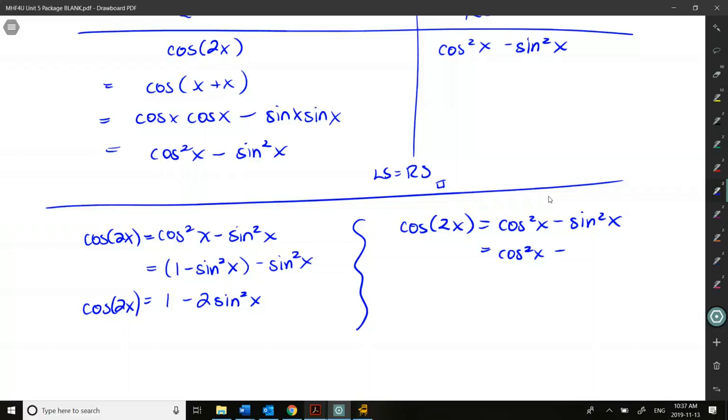We learned this back in grade 11. We reviewed it in the first lesson as well. What's the Pythagorean identity for sine squared x? Come on, I know somebody knows it.